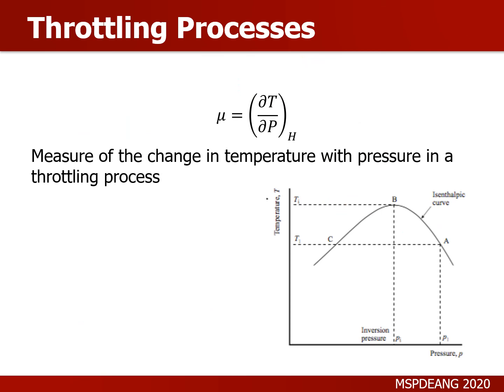Okay? So, the Joule-Thomson coefficient now provides us the measure of change in the temperature with respect to pressure in a throttling process. Okay? So again, the slope in the constant enthalpy line gives us the value of the Joule-Thomson coefficient. Now recall, dP in a throttling process is always negative. Okay?